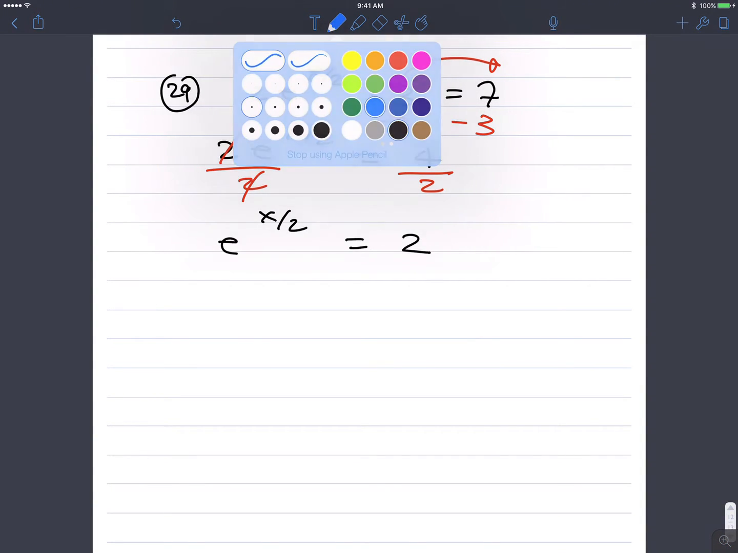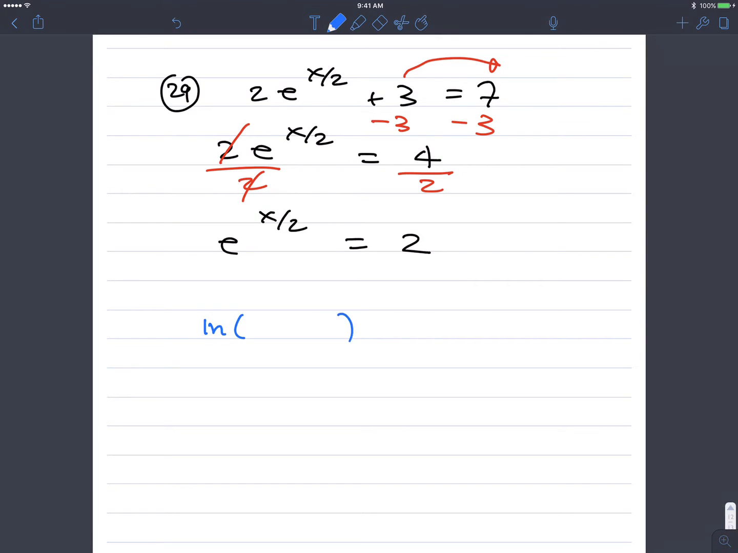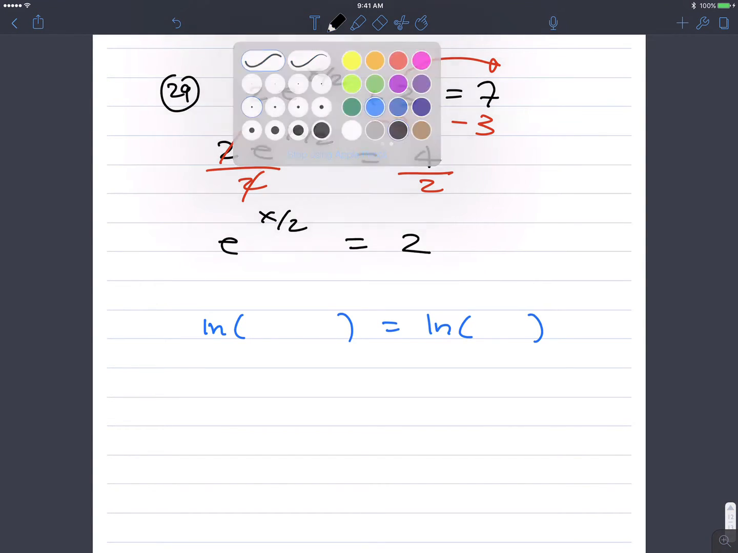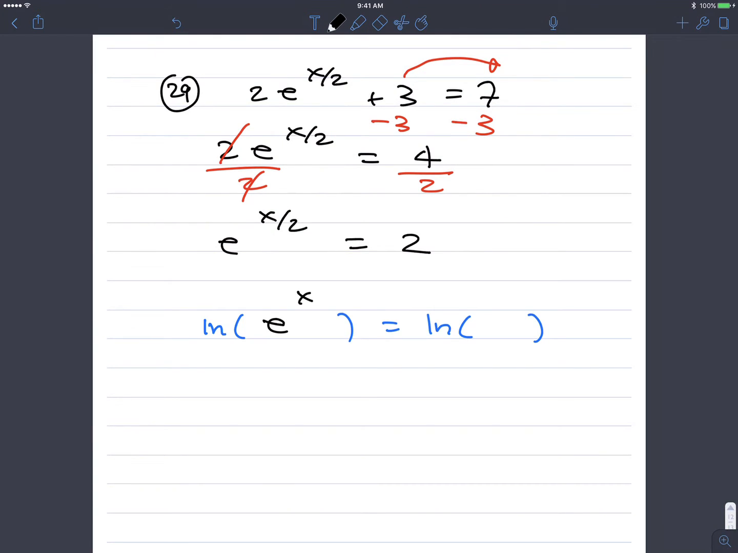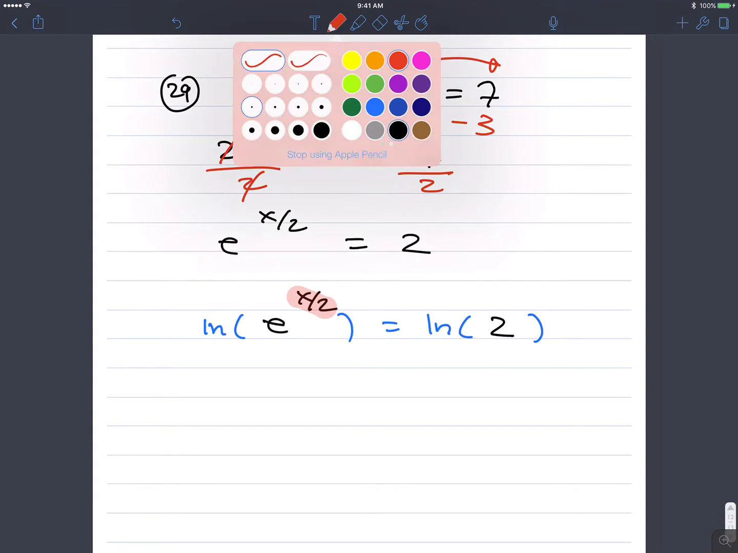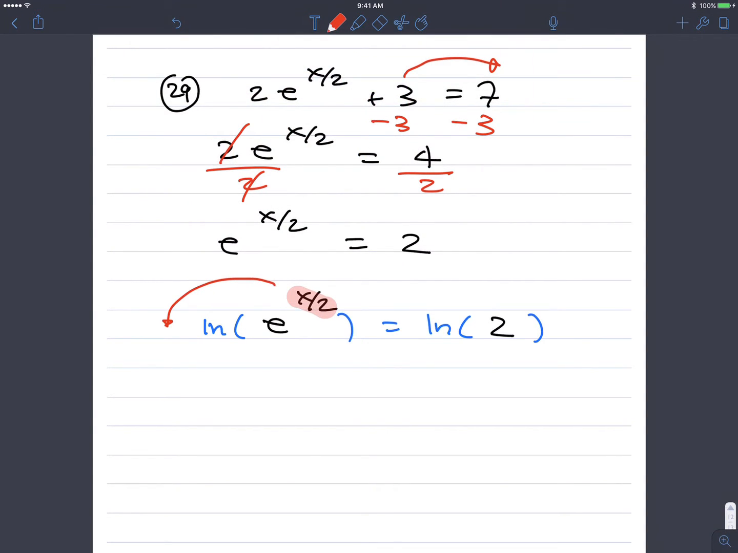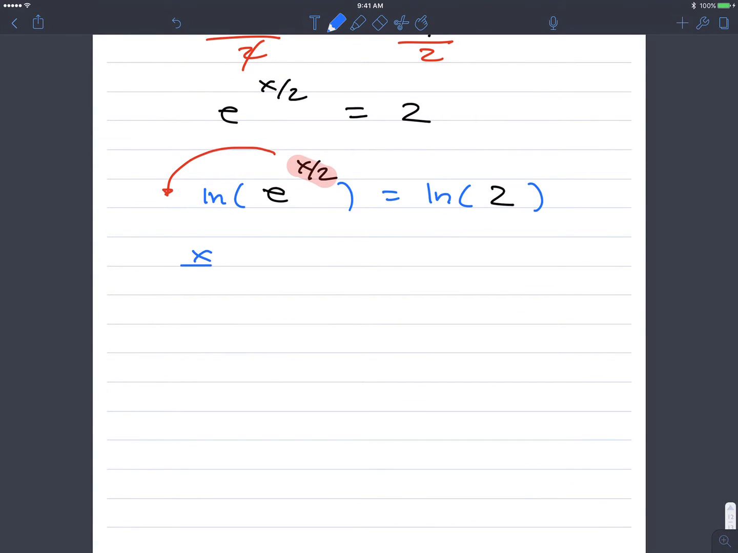So that when you take the natural log of both sides, we have e to the x over 2 and 2. Let's move out the power here. And by power rule, we'll get x over 2 natural log e is natural log of 2.